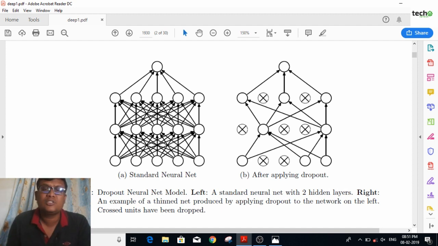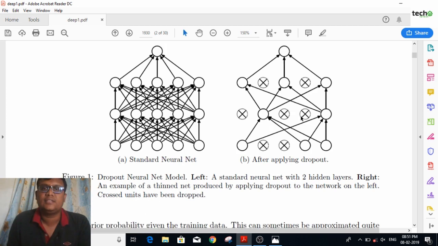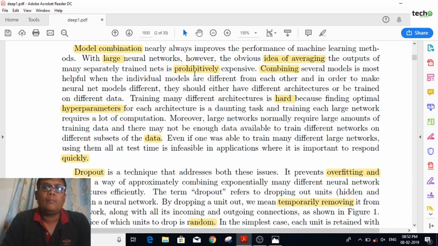You can just see how complex the layers have been, bounded here, but here the intermediate layers have been dropped out. So this is one of the techniques: dropping out the layers randomly. On the left is a standard neural network, and the right-hand side is a dropout neural network.